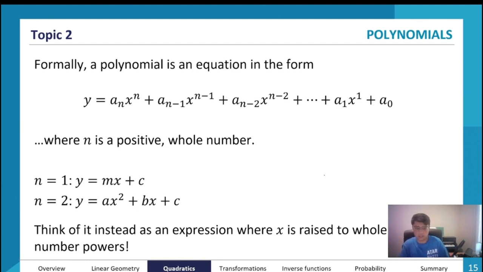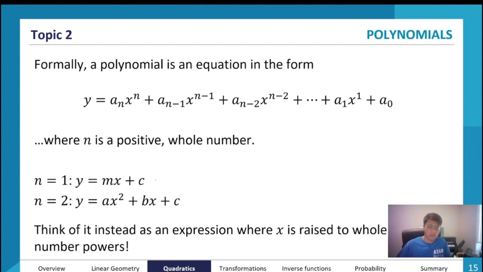Basically, what a polynomial is, is this expression here. Well, I shouldn't say basically, because it doesn't look very basic, I understand. But you don't need to remember all this. Just know that it has this general form. And then in your head, when you think polynomial, what you can actually do is think of it instead as an expression where x is raised to whole number powers. So for instance, if we have a linear relation, that's a polynomial where x is raised to the power 1. So we get y equals mx plus c.